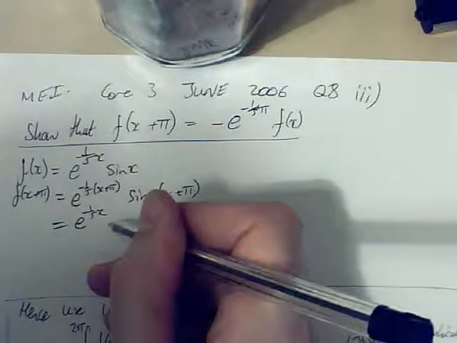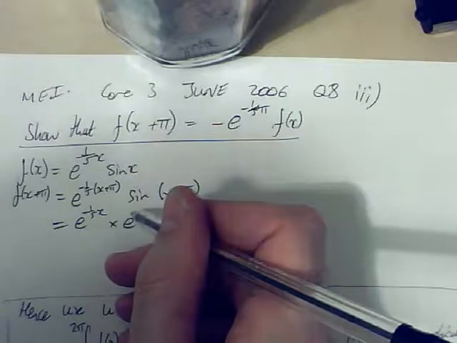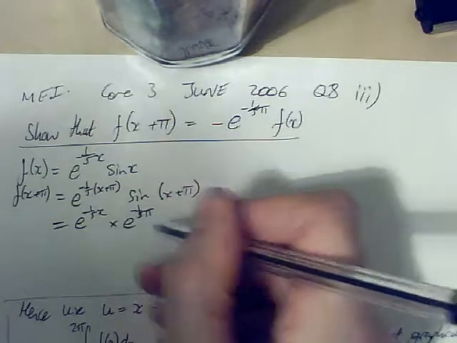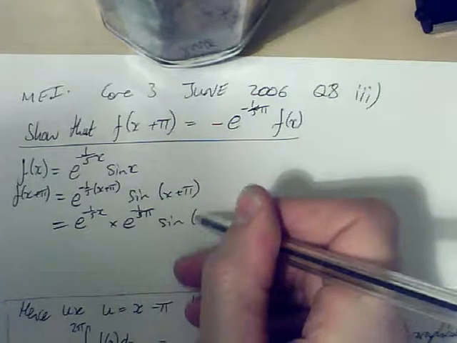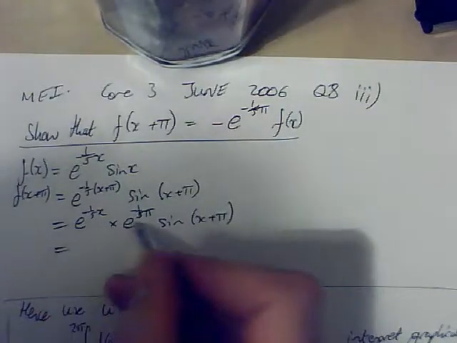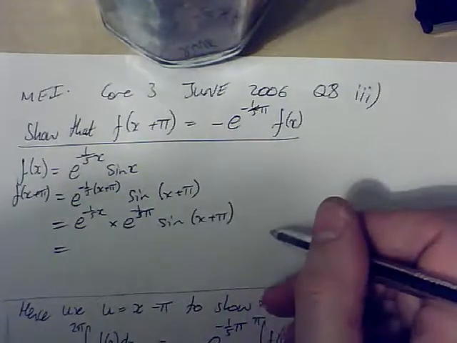So using the multiplication addition law, if you like, of indices, you get here, that's 1/5. So you get to there, so you can swap those two over. But the crucial thing is what you do with this sine of x plus pi.